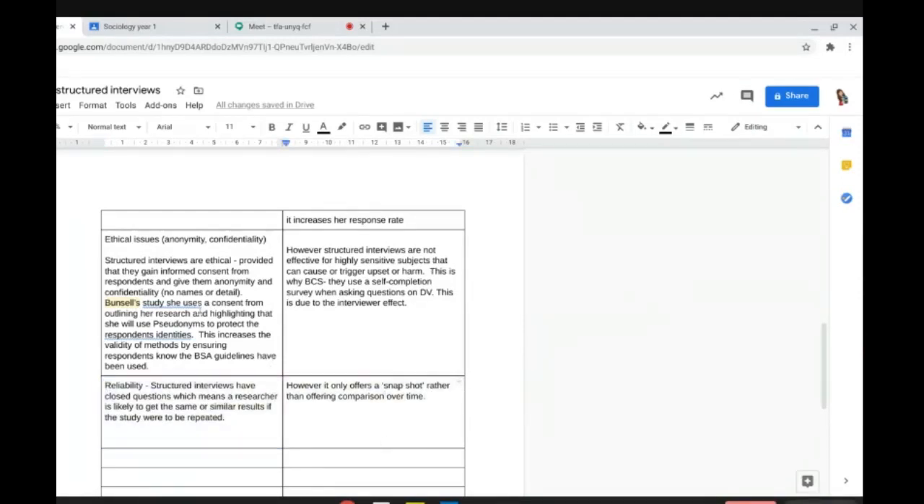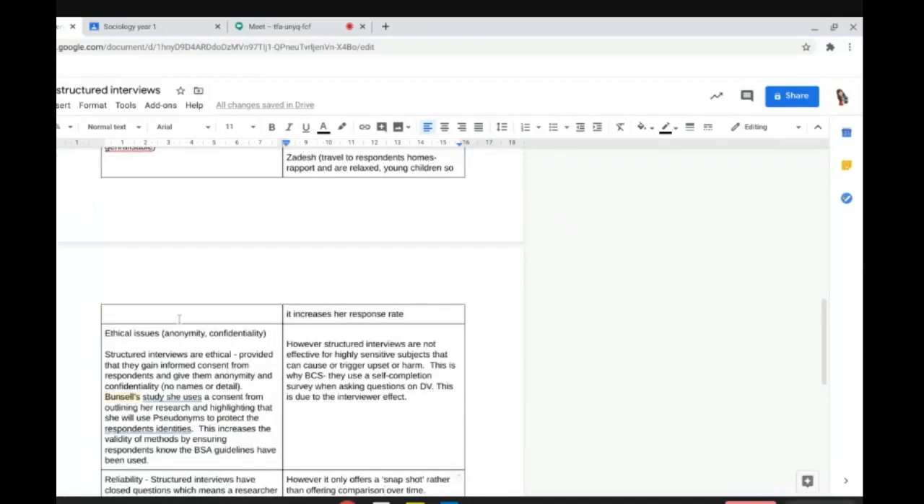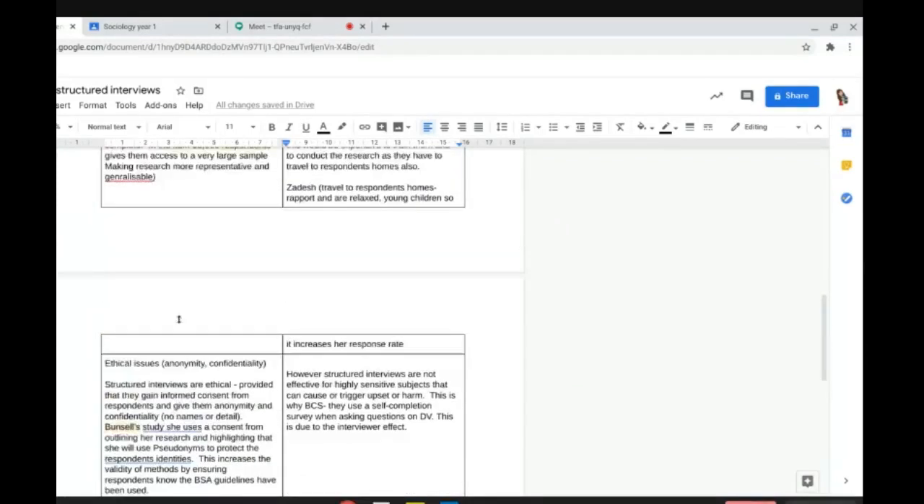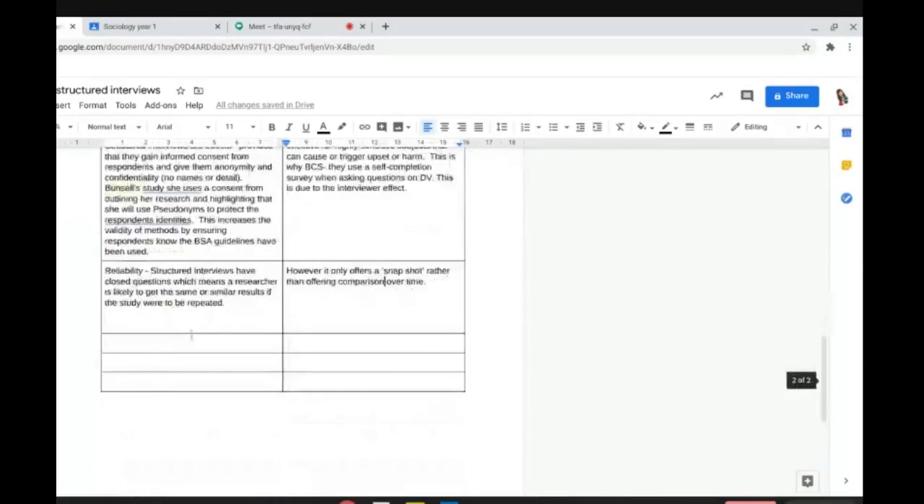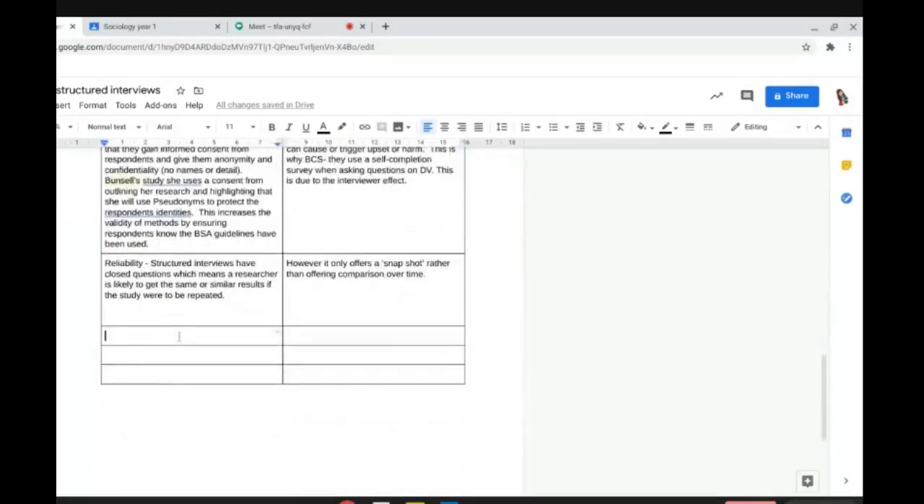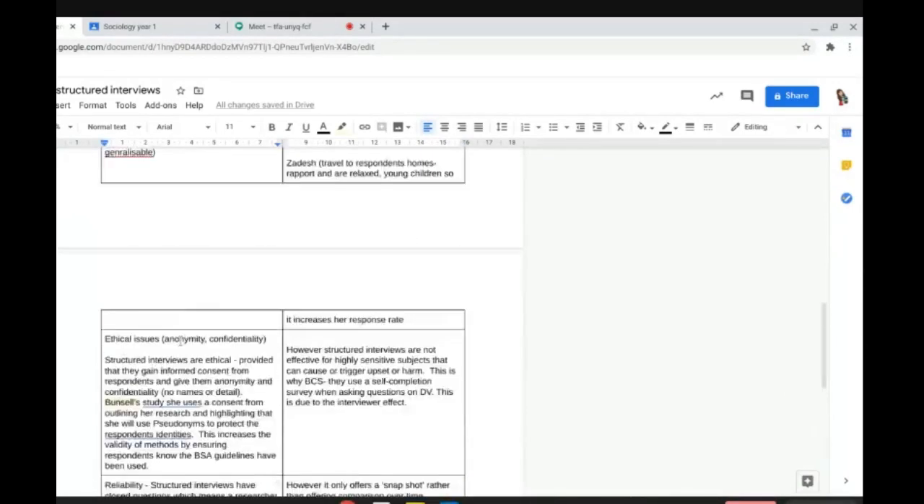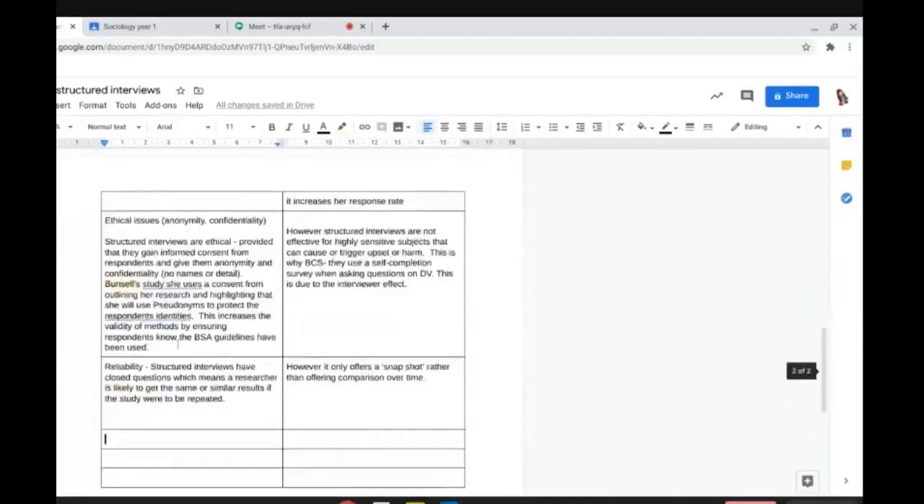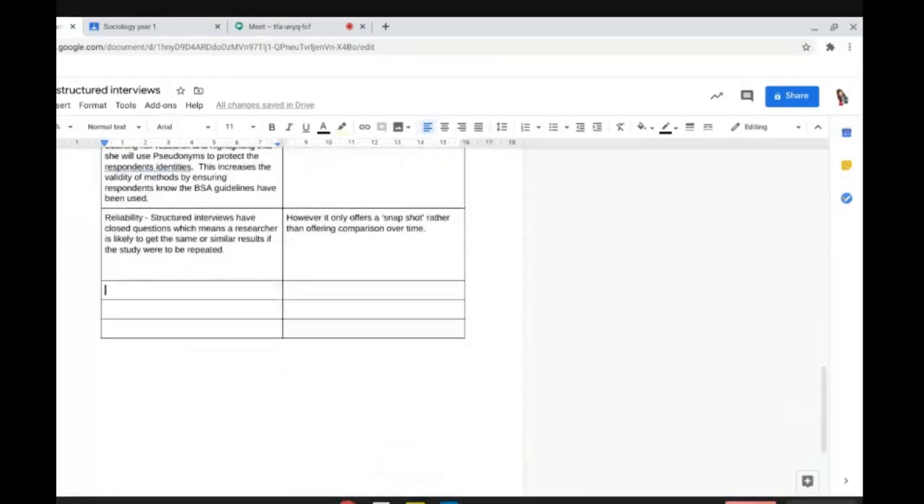And I just want to check. I've got my Bunzl study and I have got Zadesh and I've got the item. It's okay. I've done that. Right. So reliability is done. Ethical is done. Practical is done. So paragraph 3 is validity.